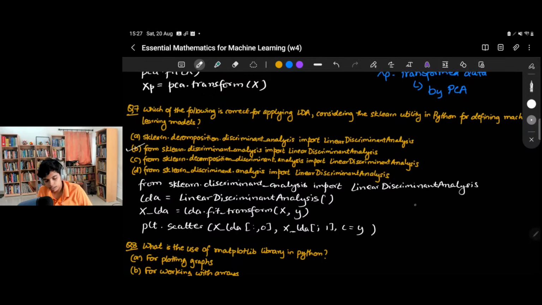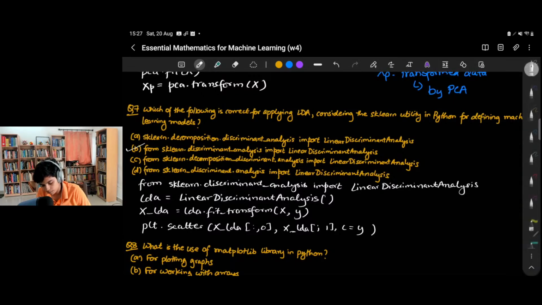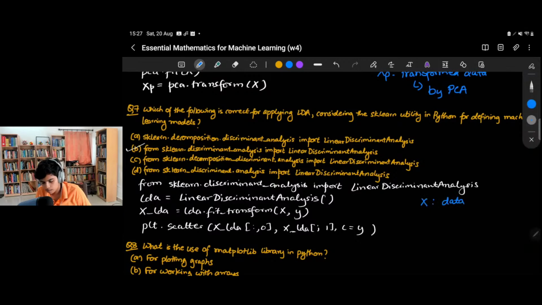So you can plot it. Now over here, let me write down what these terms mean. So X is the data, Y is the classes. Your data will be divided into various kinds of classes, so Y gives you the information about the classes.